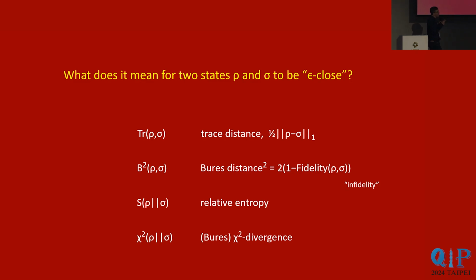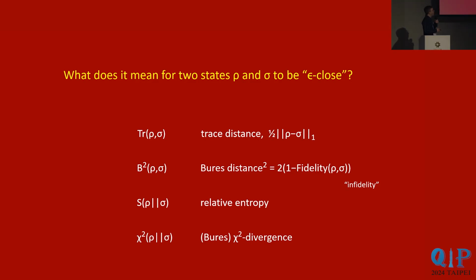But that's not the only 2 measures you could have for closeness. There's also the relative entropy, S(rho||sigma). And there's this 4th one, which is the one I'm going to talk mostly about in this talk, which is the chi-squared divergence, or more specifically the Bures chi-squared divergence. Because in fact, there's lots of different kinds of chi-squared divergences for quantum states.